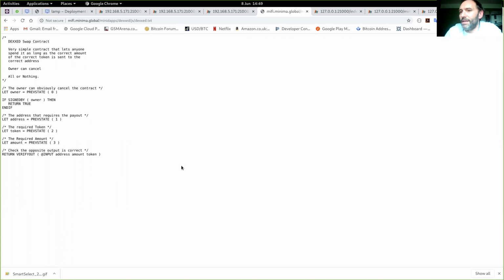Very simple script, yeah? It's the interface that was tricky. The script itself was really simple. And it's a very simple swap contract where, I'll just go through it, yeah? Let owner equal priv state 0. So when you create the output in state, you put, I'm the owner, this is my address, so that you can cancel the transaction should you want to. And in fact, it says, if signed by owner, then return true. So at any stage, the guy who makes the swap contract can cancel it.